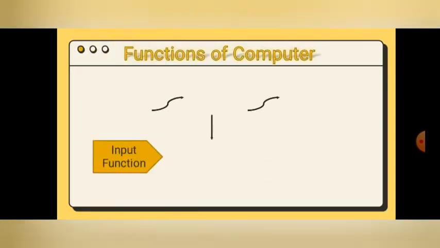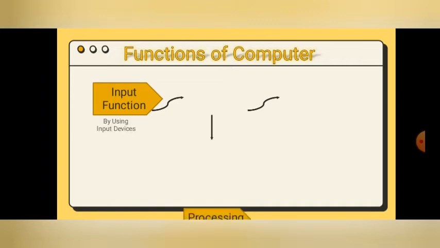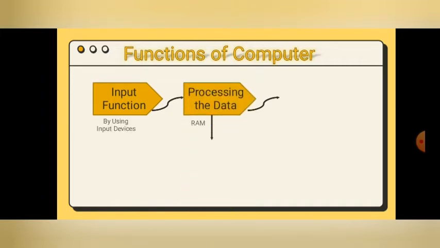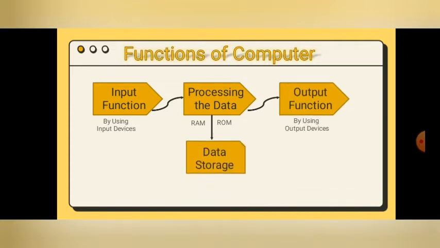Functions of computers are input function, processing the data, output functions, and data storage. Let's understand all the 4 basic functions of computer. So, continue watching this video.